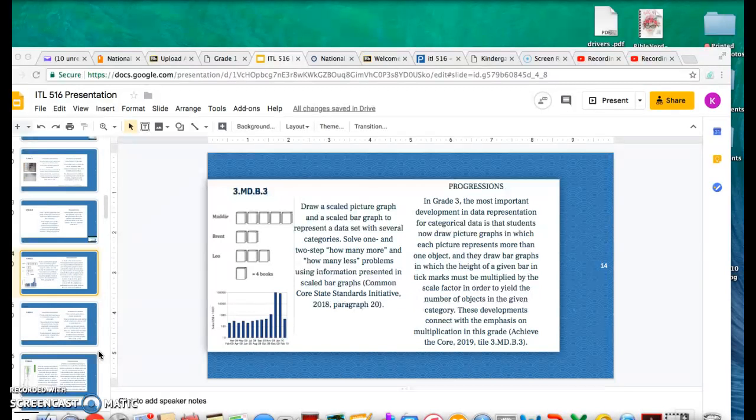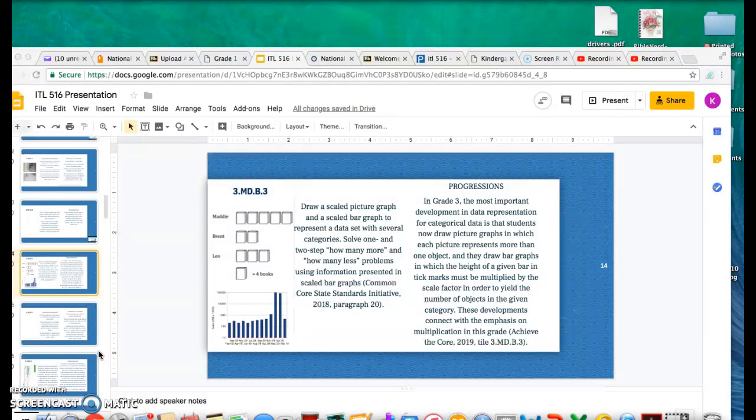A scaled picture graph contains a key that will indicate what each symbol stands for. When you read data from a scaled picture graph, you need to know the value of each symbol and multiply each symbol by the value or add up the symbols by using the values. The example on our slide is 1 book is equal to 4 books.